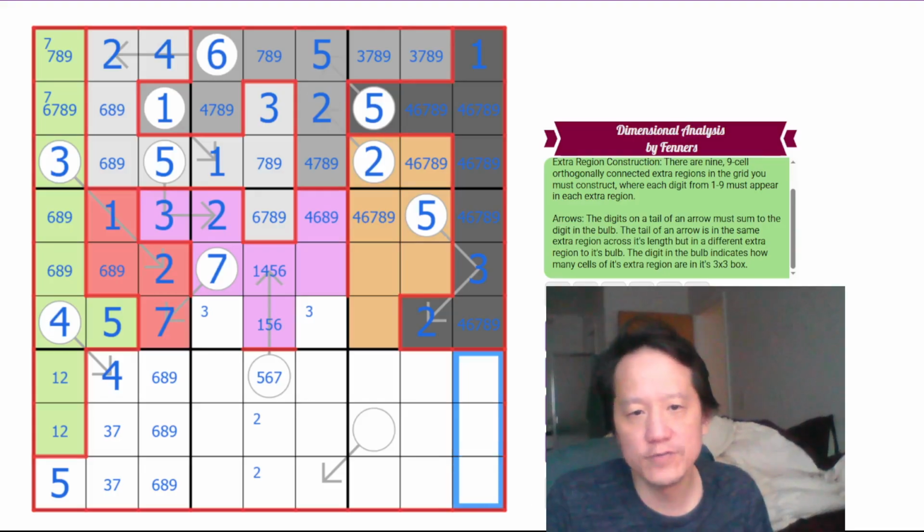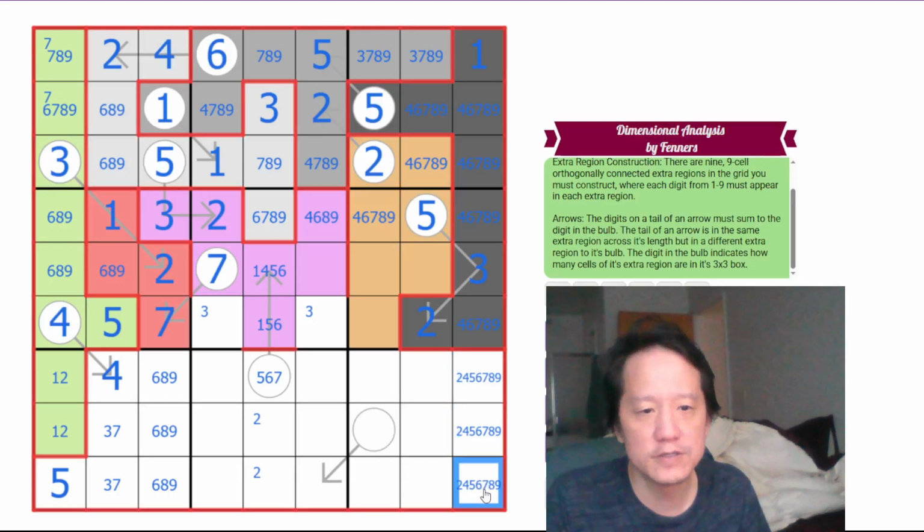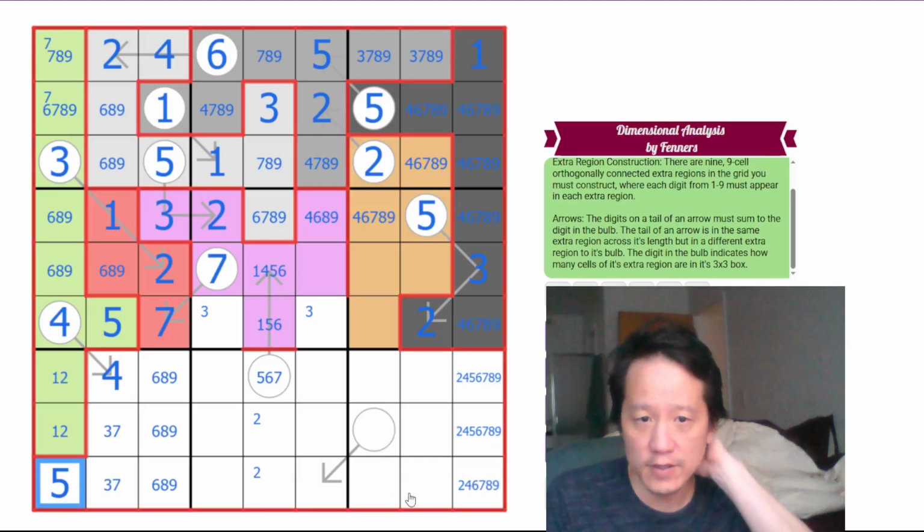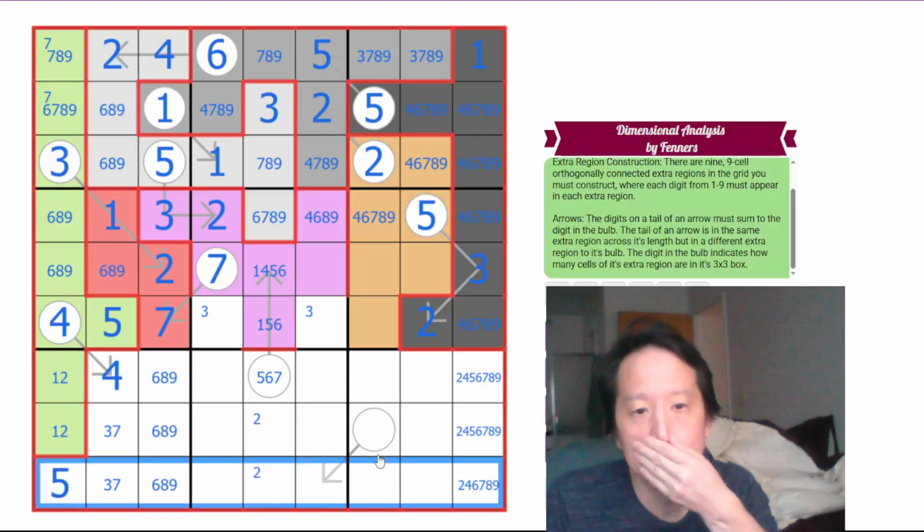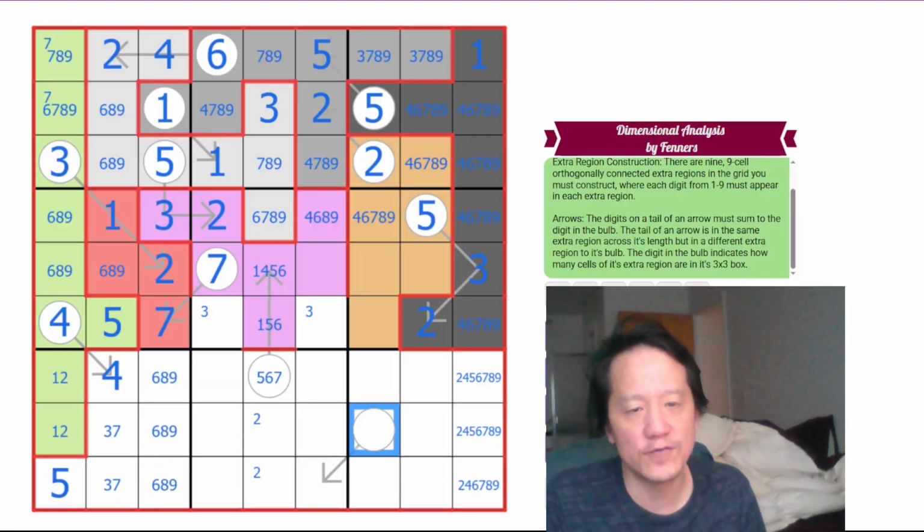2 has to be one of these digits here. Actually, 2 and 5 have to be those digits. So it's 2, 5 with 4, 6, 7, 8, and 9. Interesting. This can't be 5 because of the 5 in the row. So this can't be 2 or 5.